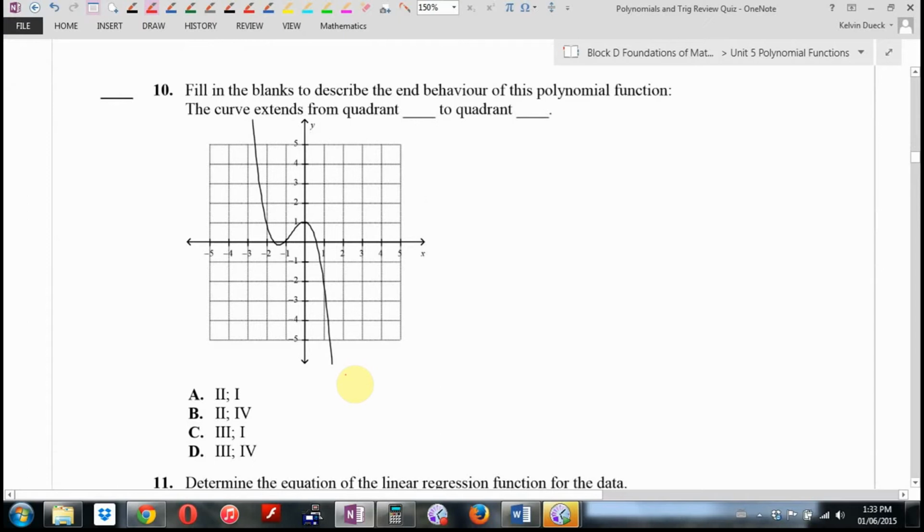Number 10, fill in the blank. This curve extends from quadrant. So the quadrants go like this. 1 is the positive, positive, and then it goes counterclockwise. That's 2, that's 3, that's 4. I think I did give you one question like this on your test where I said, tell me this curve goes from quadrant what to quadrant what. By the way, this one goes from quadrant 2 to quadrant 4. B.